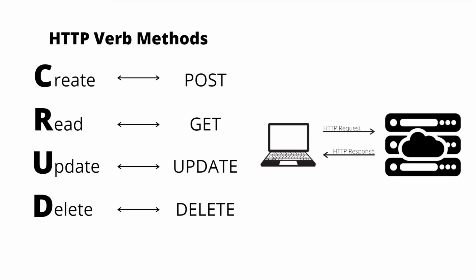So anytime that we send an HTTP POST request, we should typically expect a resource to be created. A GET request will read a resource or a group of resources. So we're pulling data from a server to display to the client. An update, as the name implies, will update a resource, so make changes to an existing resource. And delete should delete a resource.